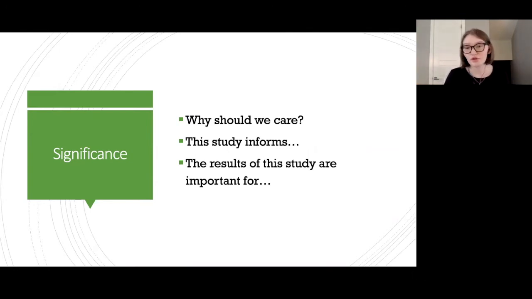So from your results, why should we care about this research? Why is it important to the reader? And what does this study inform about the field generally, or about the reader's daily life? Really think about how the results of this study, the investigation, or the creative work can be implemented in someone's daily life. Because making someone care about your research is a powerful thing, and it really gets people excited.